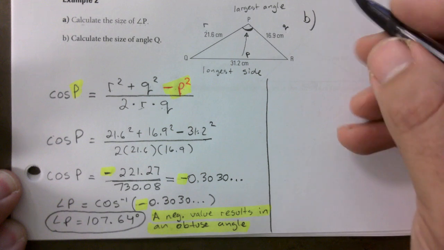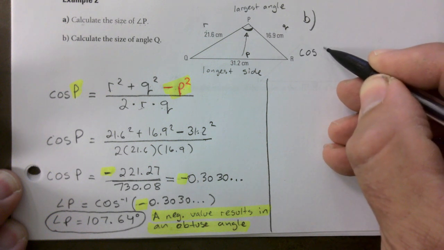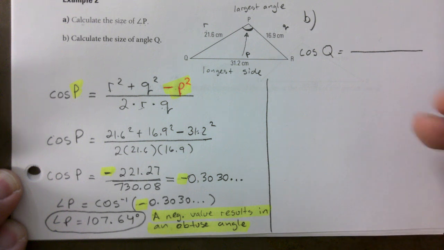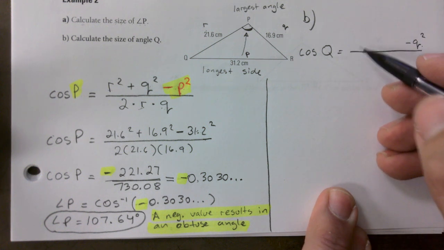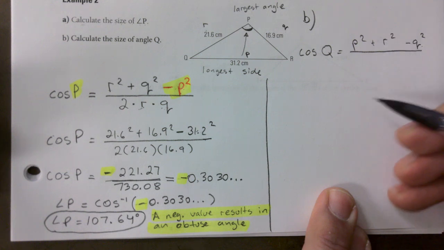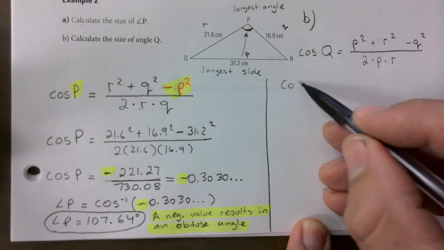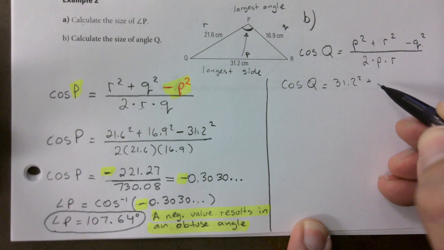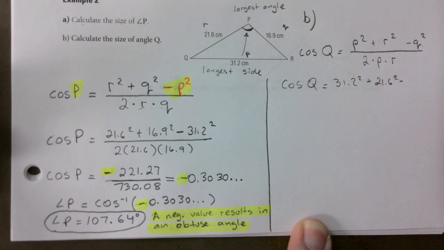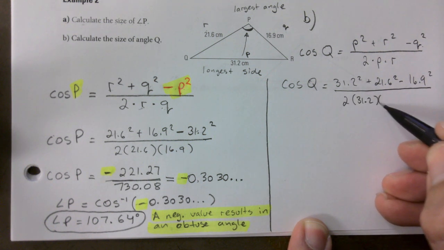And so here, we're going to go cosine of angle Q is going to be, whatever you do, you're going to have the negative Q squared right across from it, and then the other two sides, P squared plus R squared in front, and then it's 2 times P times R. Cosine of Q, plug in your values: 31.2 squared plus 21.6 squared minus 16.9 squared, over 2 times 31.2 times 21.6.